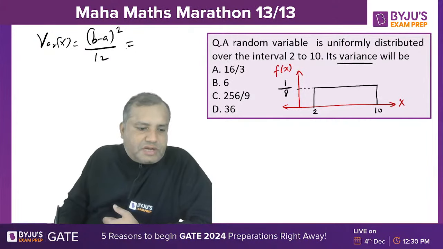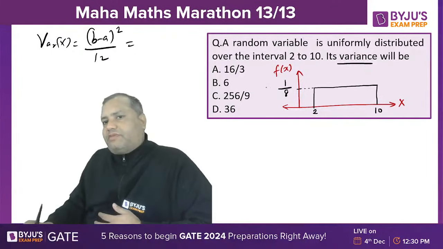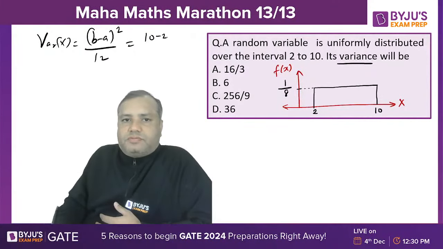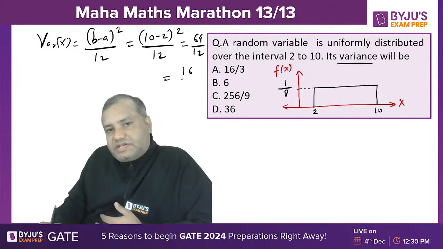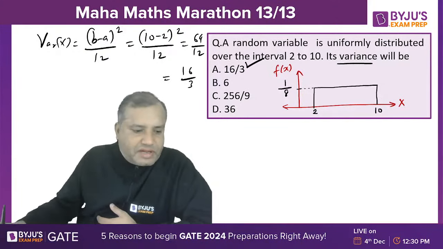Yes, students, come on. b minus a whole square by 12. 10 minus 2 upon 12. So 64 upon 12, you will get 16 upon 3. Option A will be the correct answer.